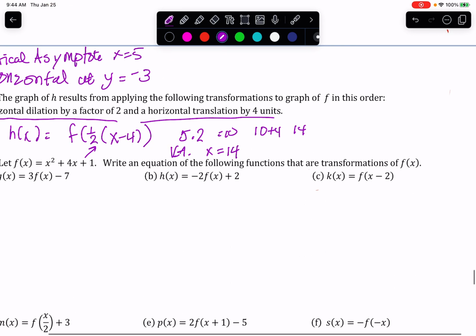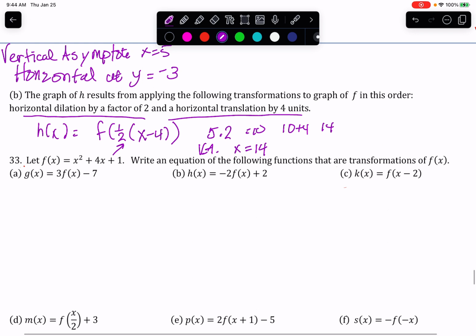So your new vertical asymptote is x equals 14. And your y didn't change at all. Nothing changed on your y, so your y is still -3. It stays the same. All right, so that was 32B.